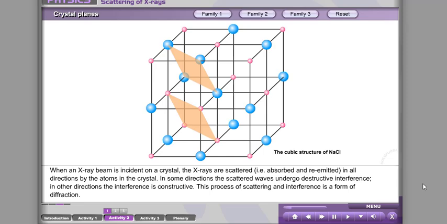When an X-ray beam is incident on a crystal, the X-rays are scattered, absorbed and re-emitted in all directions by the atoms in the crystal. In some directions, the scattered waves undergo destructive interference. In other directions, the interference is constructive. This process of scattering and interference is a form of diffraction.